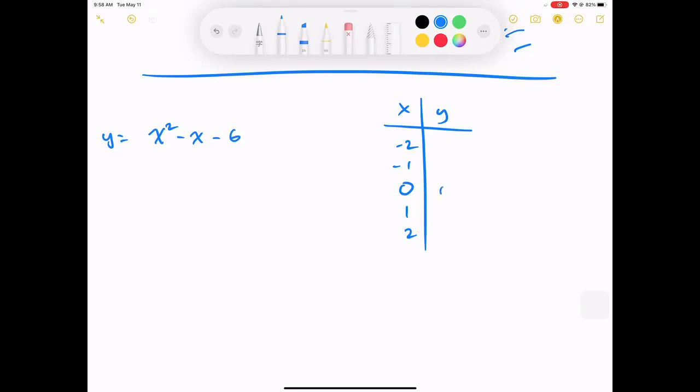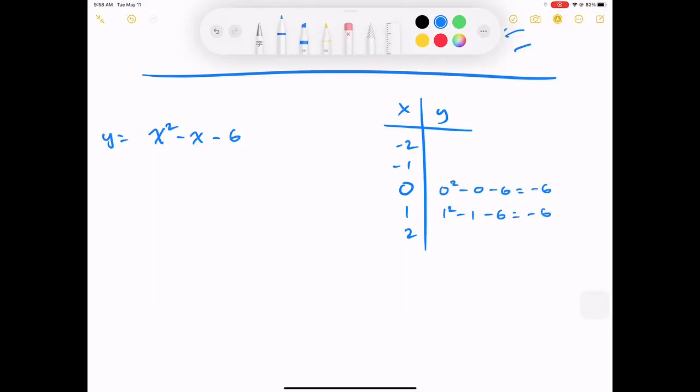So let's start with 0. 0 squared minus 0 minus 6. 0 minus 0 minus 6 is just negative 6. Oh gosh, that looks terrible. Let's plug in another value. Plug in 1. 1 squared minus 1 minus 6. 1 minus 1 is 0. And we're left with negative 6 again? Really?